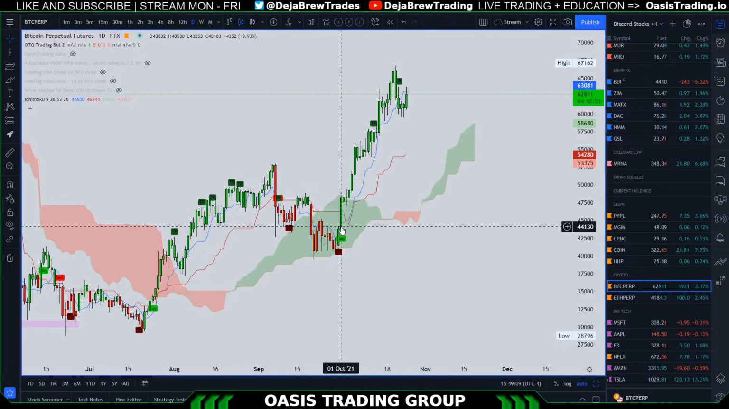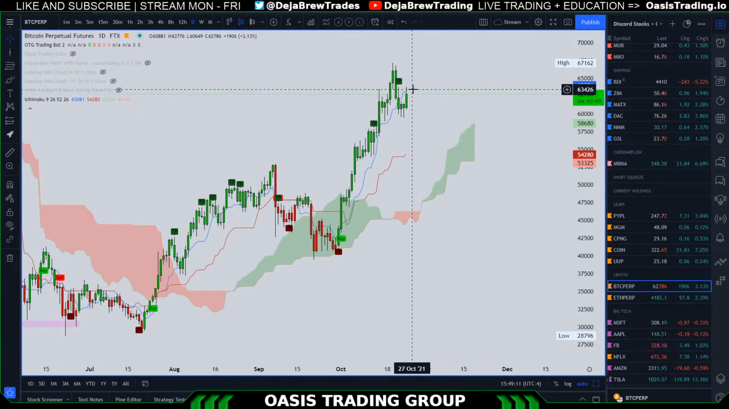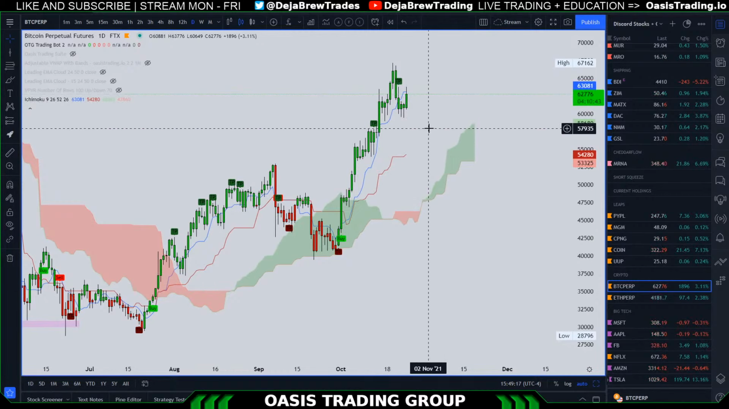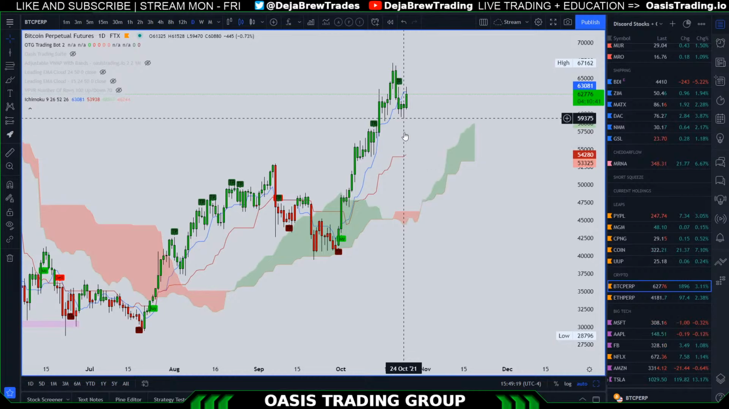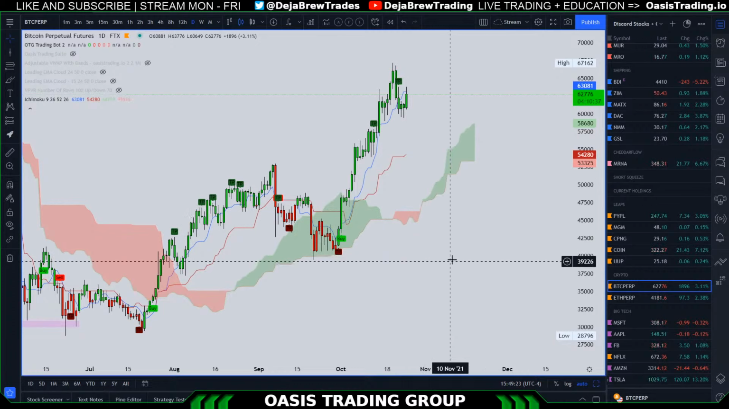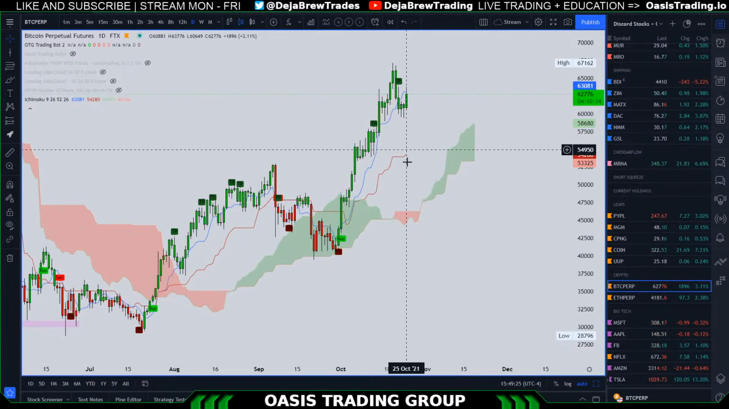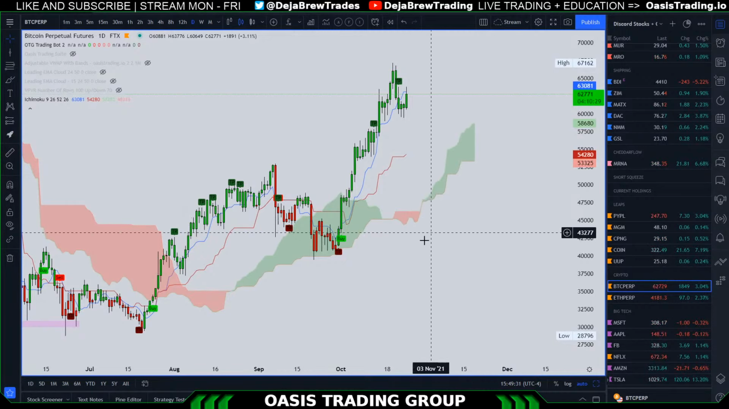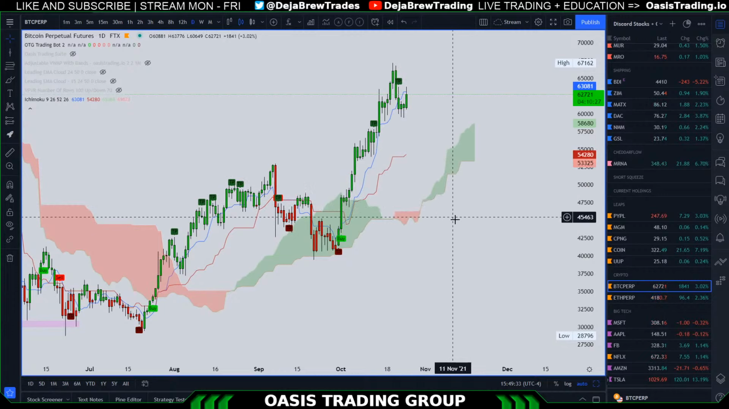Okay. When the Tenkan line or the conversion line is above the baseline, you are in an uptrend short-term, and vice versa. If these two trend lines are below Ichimoku, you're downtrending, and vice versa. If they're above Ichimoku, the cloud, you are uptrending. Okay. The cloud is also known as the Kumo. If you guys hear people say Kumo, that's what the cloud is.